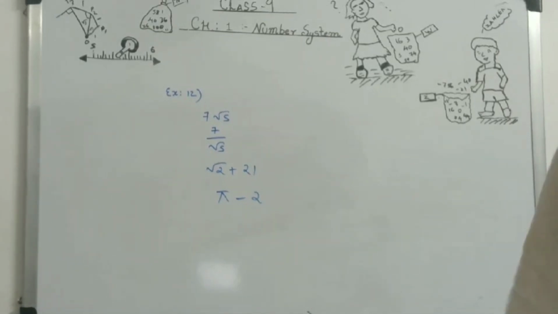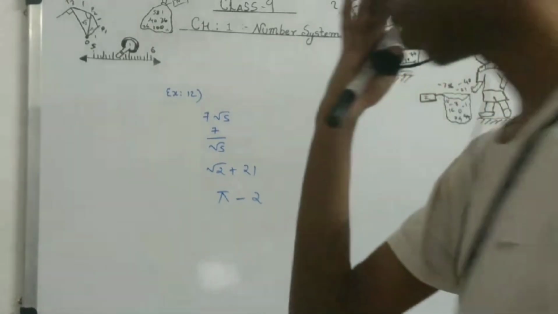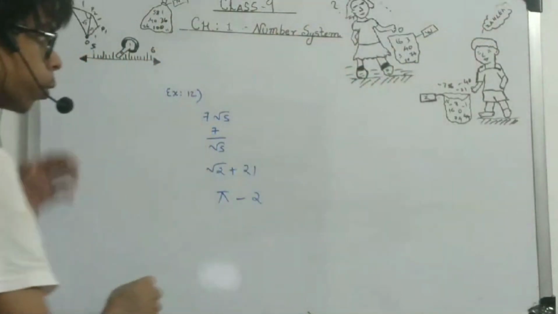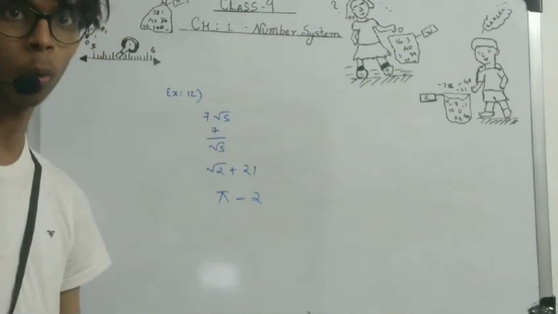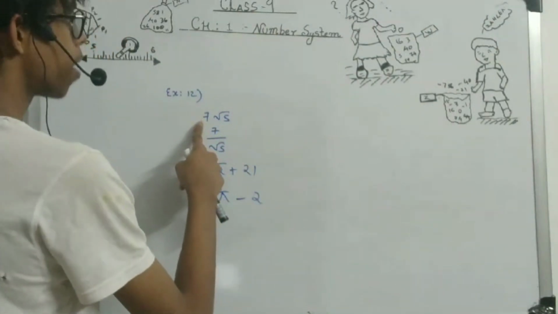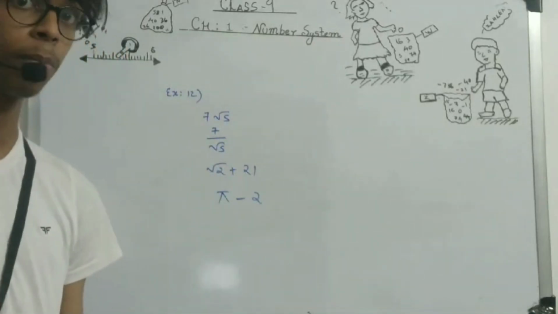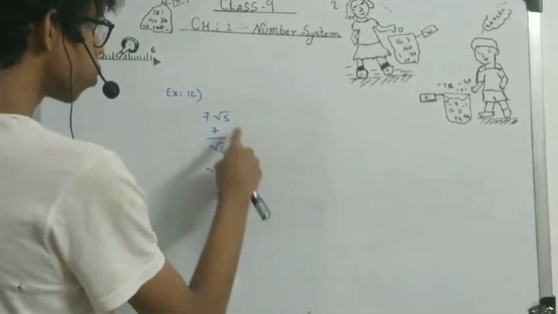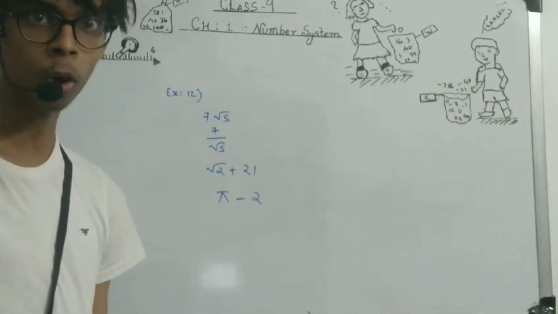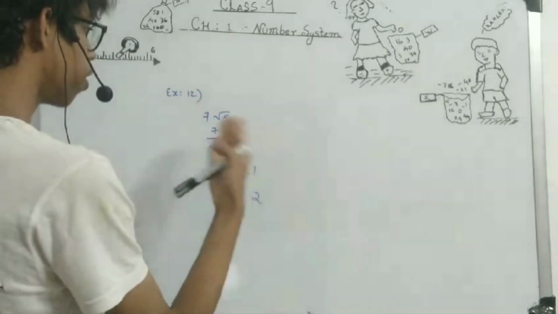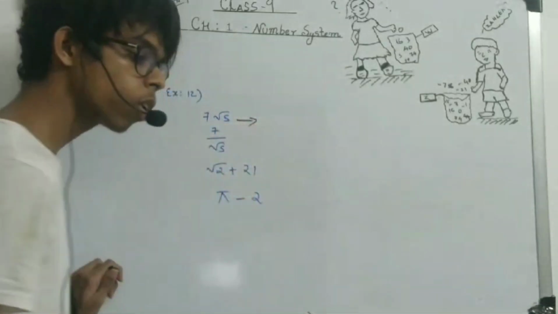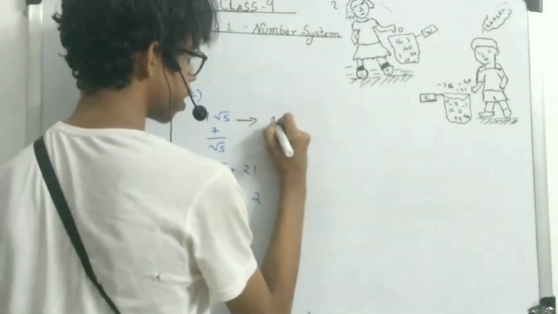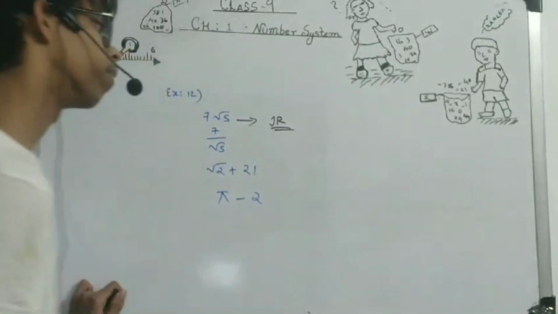The question says, check whether the following are irrational numbers or not. So they are asking you to check whether the given numbers are irrational or not. The first one is 7 root 5. I told you, whenever we are doing a rational into an irrational, the answer will always be an irrational number. Otherwise also, we know root 5 has a non-terminating, non-repeating decimal expansion. If we even multiply it with 7, definitely it will always have a non-terminating, non-recurring decimal expansion. So this is definitely an irrational number.